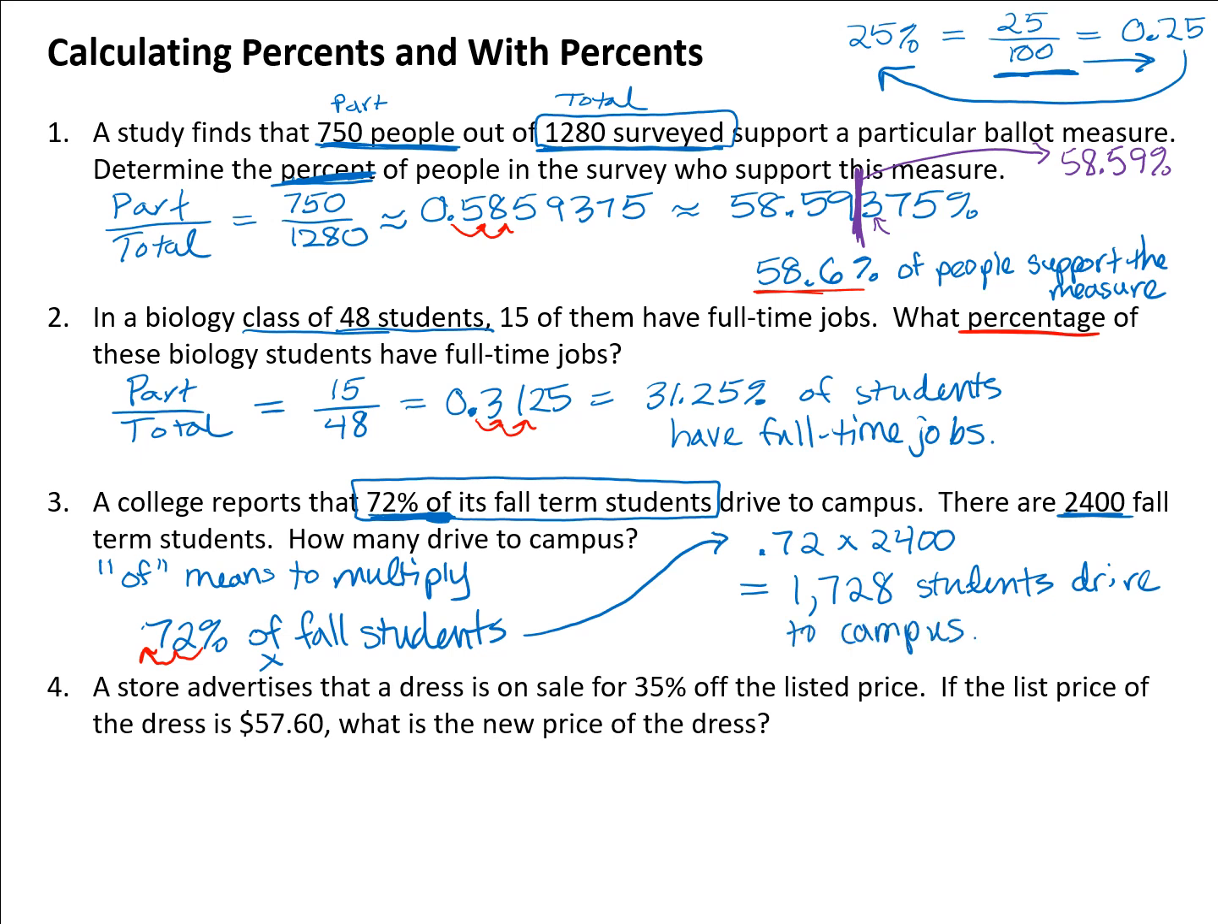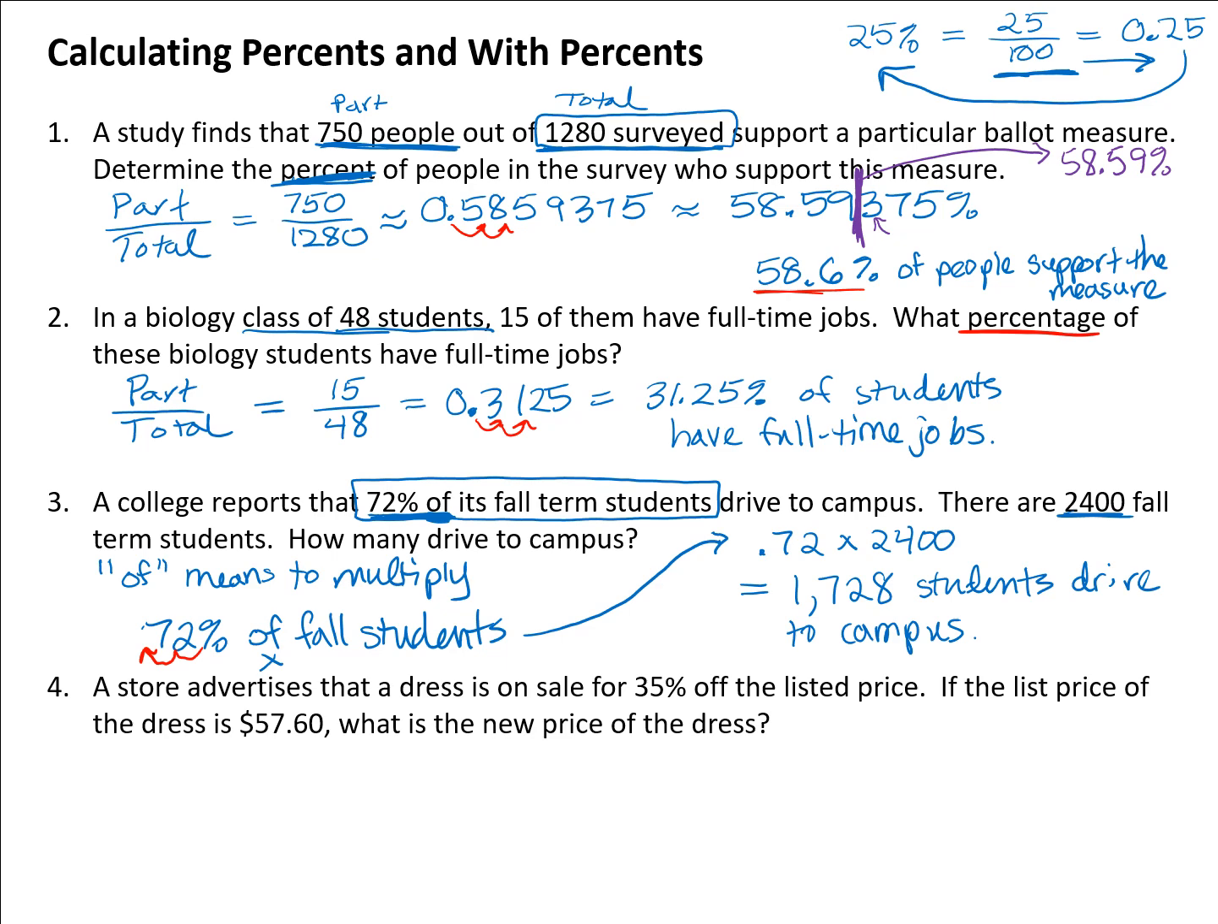Again, a quick check using that 50% rule I was talking about. 72% is more than half, right? It's well over 50%. So I need to have well over half of this student body. So I've got 2,400 students. Half of that would be 1,200. And you can see my final answer of 1,728 is well over 1,200. So that's kind of making sense with this quick 50% rule.